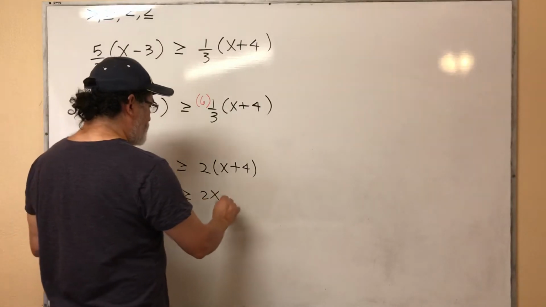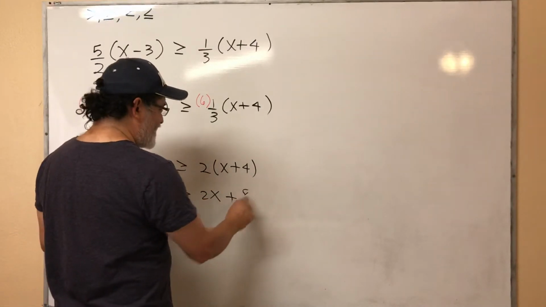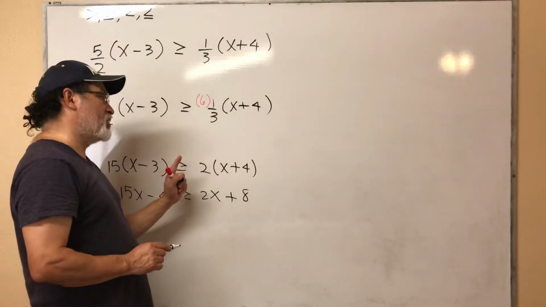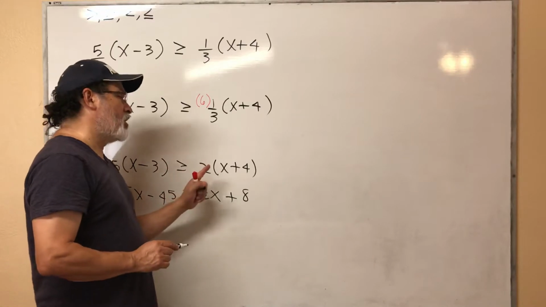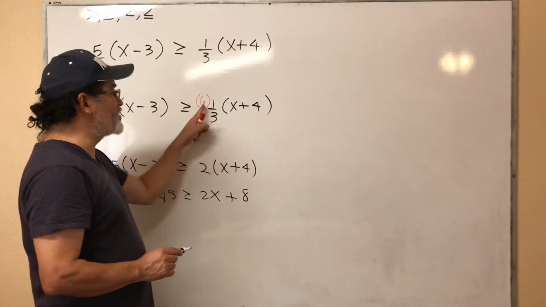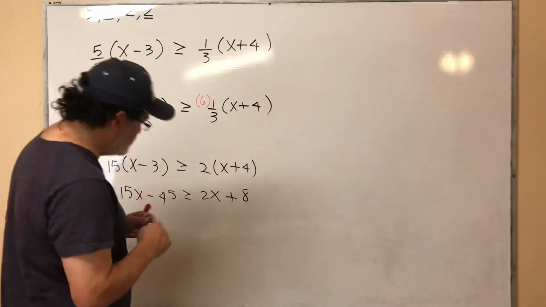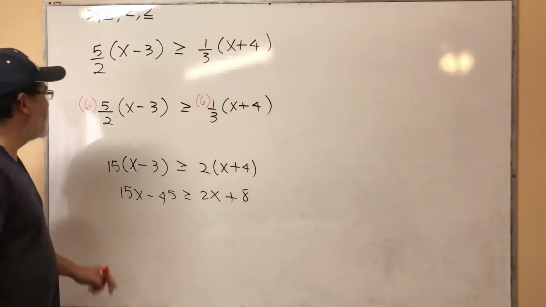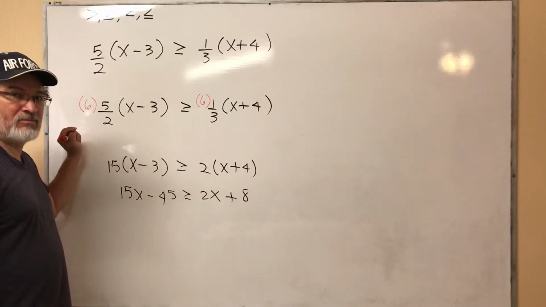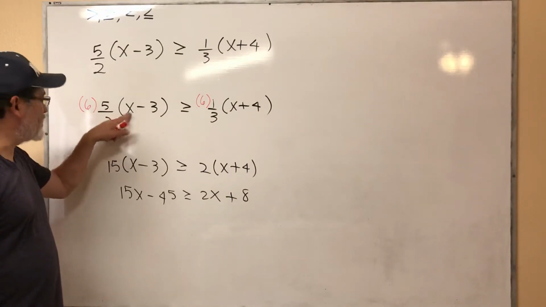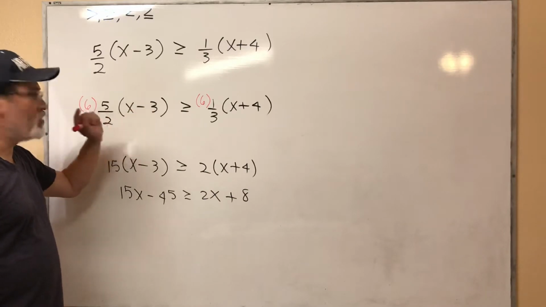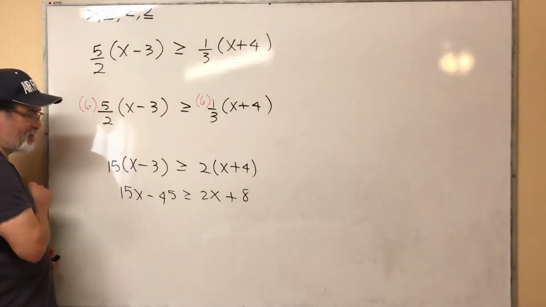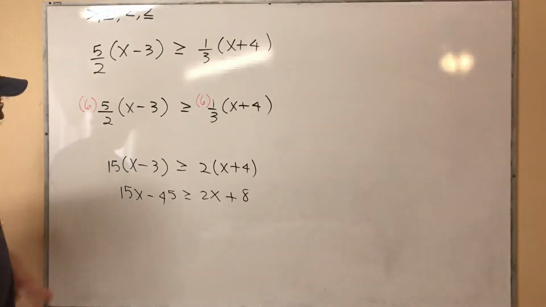2x plus what? 8. This 4 is also getting multiplied by 2, which in this case, 4 is also getting multiplied by 6 times 1 divided by 3. So everybody got multiplied by 6. Yes, this got multiplied by 6. This got multiplied by 6. This got multiplied by 6. Okay. The 6 is in there. Yep. Very good.